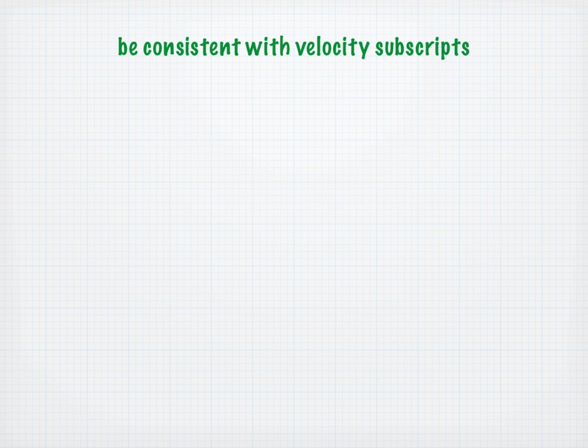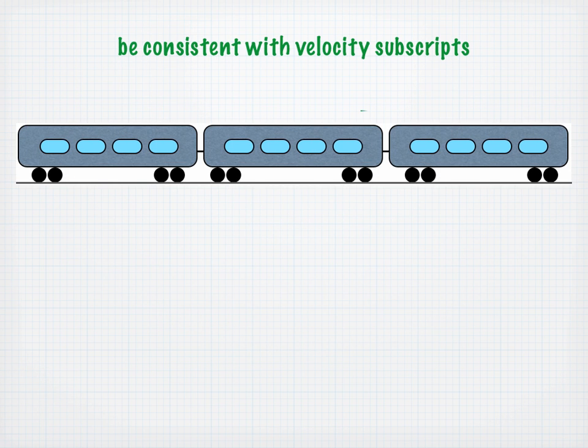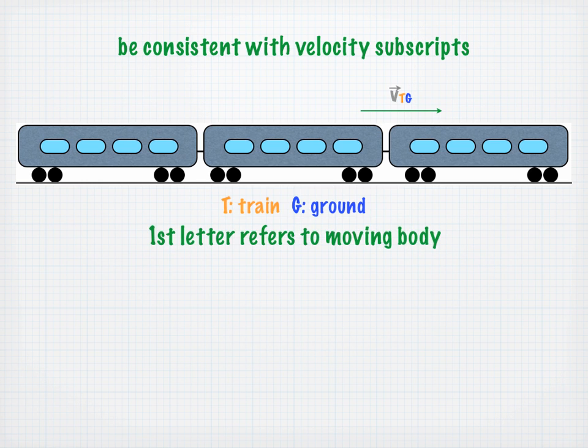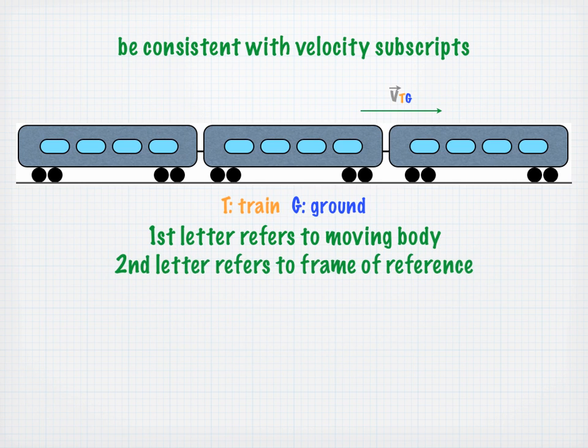The key to working relative velocity problems is to be consistent with the way you write your velocity subscripts. For example, the velocity of our train with respect to the ground was written as vtg, with t referring to the train and g referring to the ground. So when you write these, have the first letter in your subscript refer to the moving body, and the second letter refer to the frame of reference, or the object that your moving body is moving with respect to.